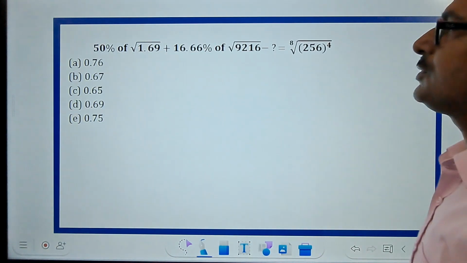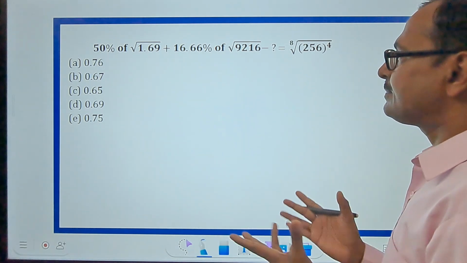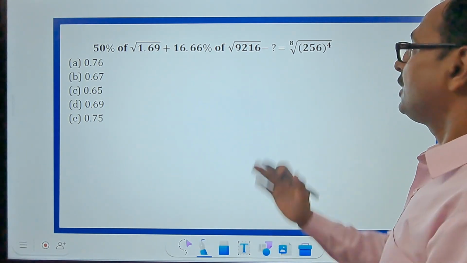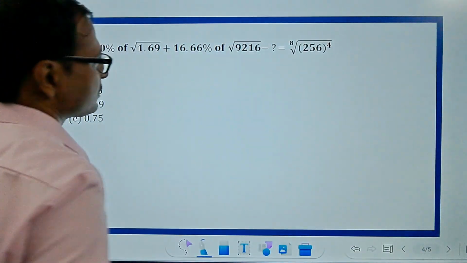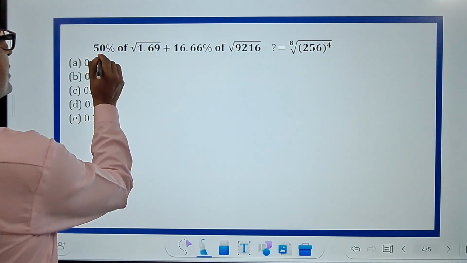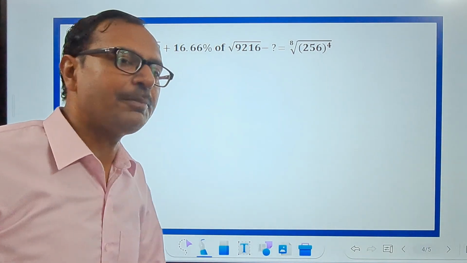Here we have a question in which there are a lot of operations: percentages, square roots, decimals, even BODMAS applies here. 8th root, that's scary, right? So how do you simplify this problem? See, 50% is pretty obvious. You should know 50% of any number is half of that number.